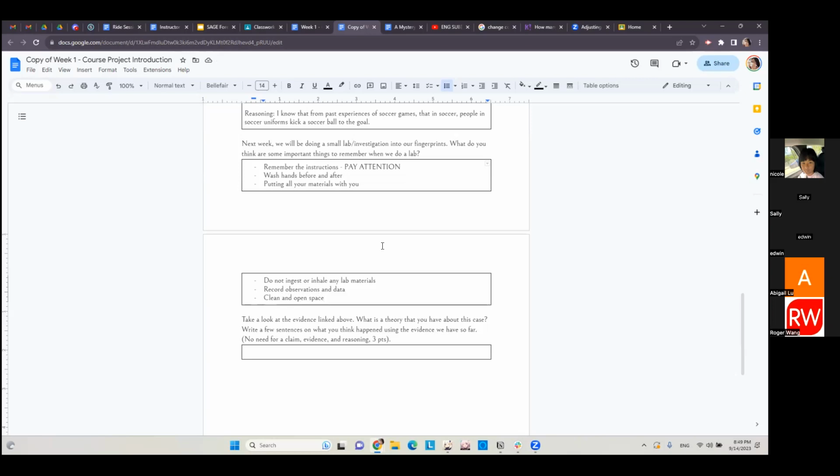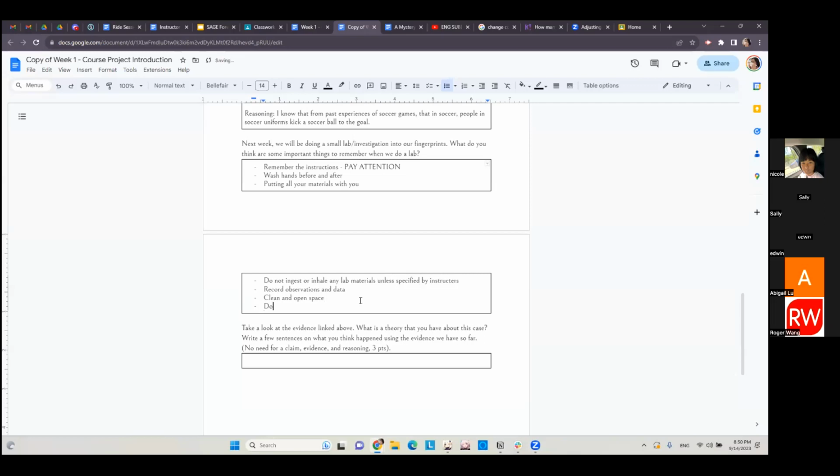Can anybody think of any more? Well, there are cases where do not ingest any lab materials is not applicable. For example, when my class is doing a lab and making pancakes. Yeah, that's true. So you can say don't ingest or inhale any lab materials unless specified by instructor. But we're not going to do anything edible in this class. Nicole had a really good point.